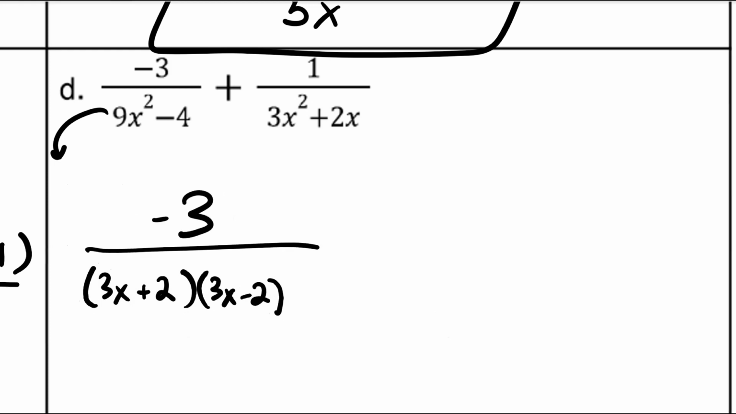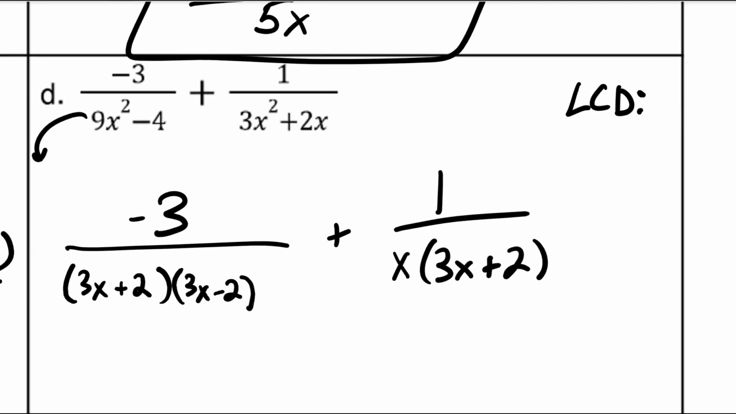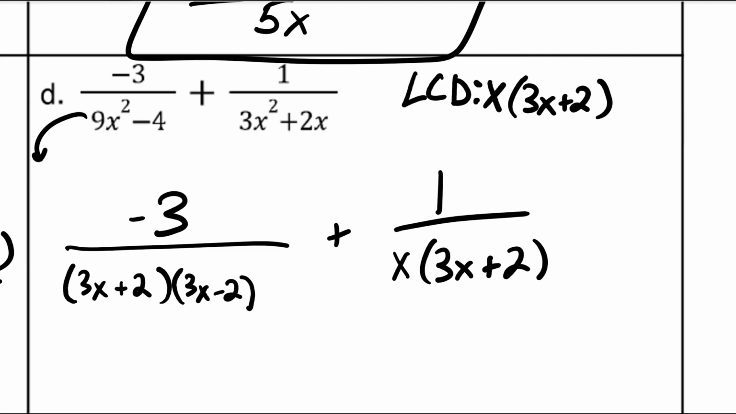The numerator is negative 3. And my second denominator looks like there is a GCF of x there, where I could factor out an x, and I'd be left with 3x plus 2. So in my first denominator, I would need a lone x by itself that I could multiply by, because I know I have this x in the second denominator. So my LCD needs to have an x, but it would also need to have a 3x plus 2 and a 3x minus 2. So 3x plus 2 and 3x minus 2. And I can definitely get both of my denominators to look like that.